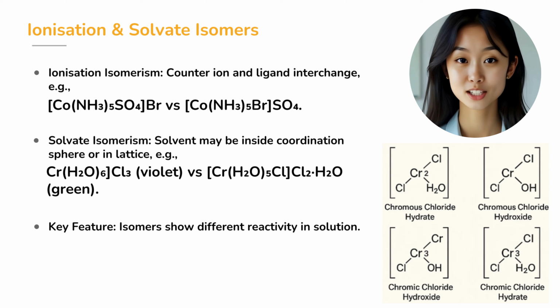Alright, bachcho, let's look at two tricky types of structural isomerism, ionization and solvate isomerism. First, ionization isomerism. It's like a musical chairs game between ligands inside the coordination sphere and counter ions outside. For example, cobalt with ammonia and sulfate can swap with cobalt with ammonia and bromide. Same formula, but they give different ions in solution, so they behave differently chemically.